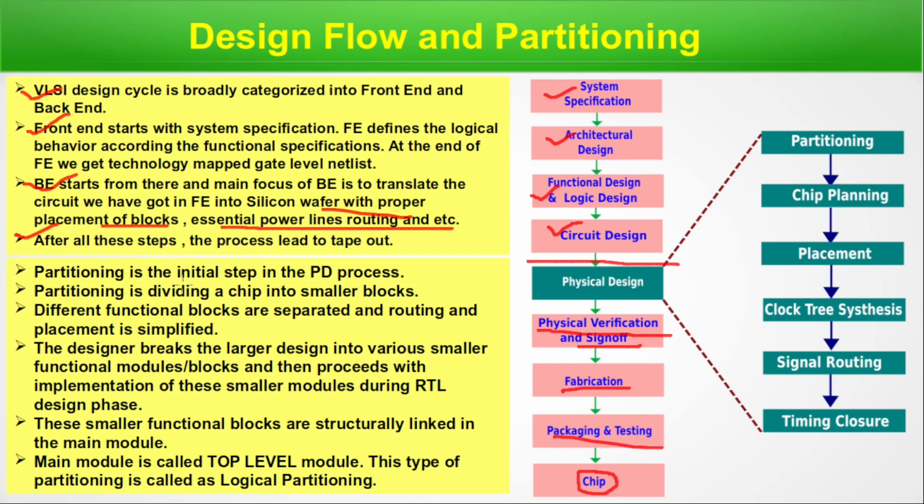Now partitioning is the initial step in the physical design process. Partitioning is dividing a chip into smaller blocks. As the name suggests, different functional blocks are separated and routing and placement are simplified. The designer breaks the larger design into various smaller functional modules or blocks and then proceeds with implementation of these smaller modules during the RTL design phase. These smaller functional blocks are structurally linked in the main module. The main module is called the top level module. This type of partitioning is called logical partitioning.